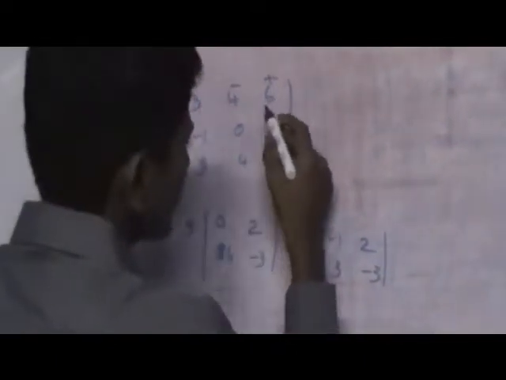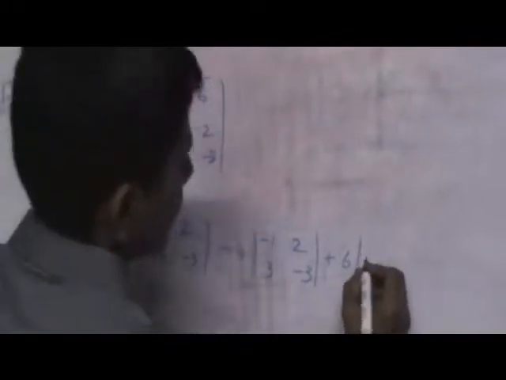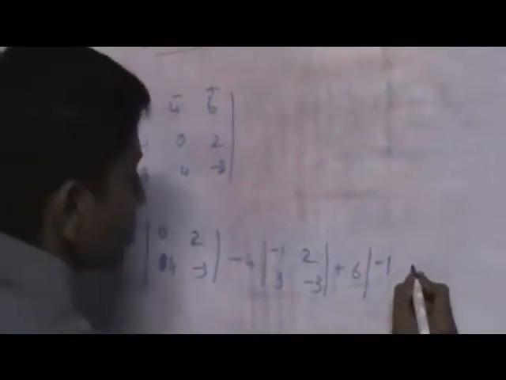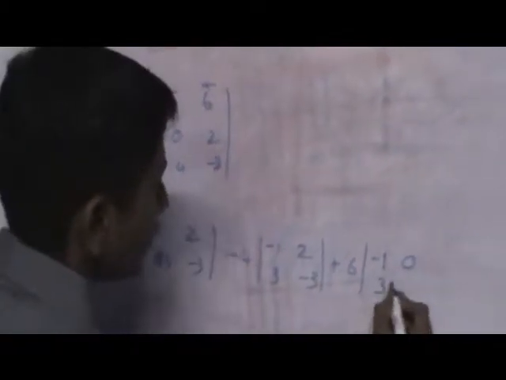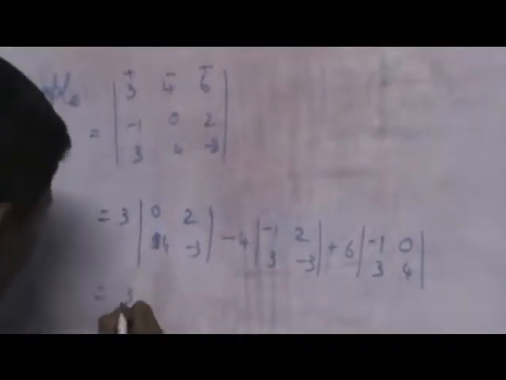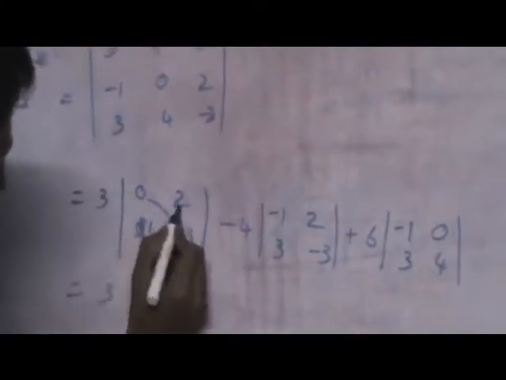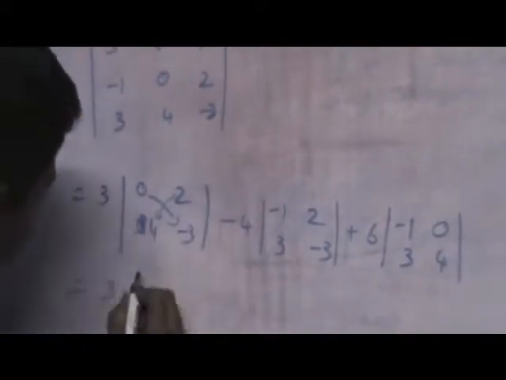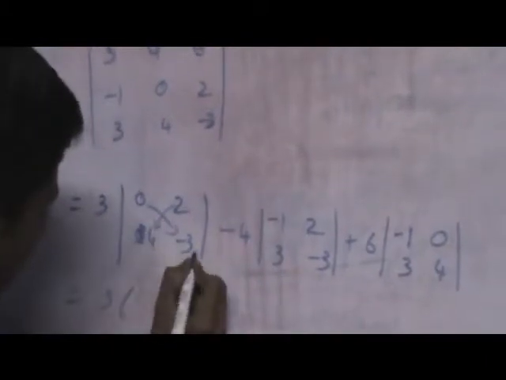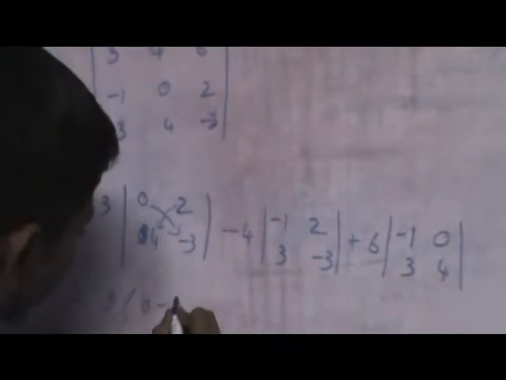Then for 6, what is the cofactor? Plus. Then what is the minor of 6? Minus 1, 0, 3 and 4. Then find out the value. 3 into, what is this value? 0 into minus 3, minus of 2 into minus 4. 3 into 0 into anything? 0. Minus 4 2s are 8.